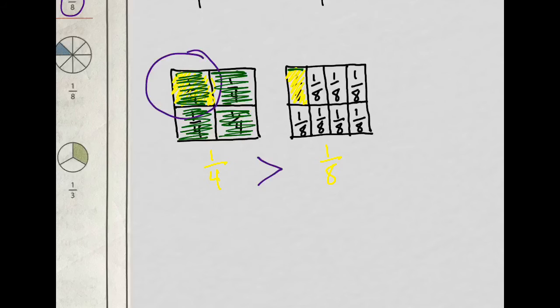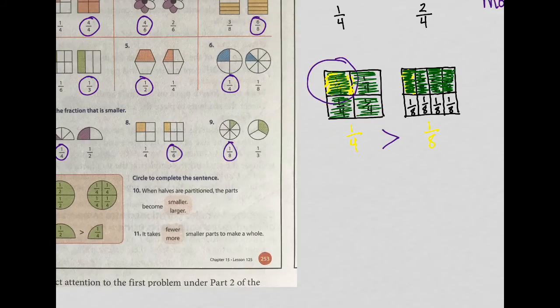Now I'm going to color in 4 pieces over here. 1, 2, 3, 4. Wow, 4 pieces only takes half of the square. So the more cuts, the more divisions you make, or partitions, remember that word? The smaller the pieces. So let's go back to here.